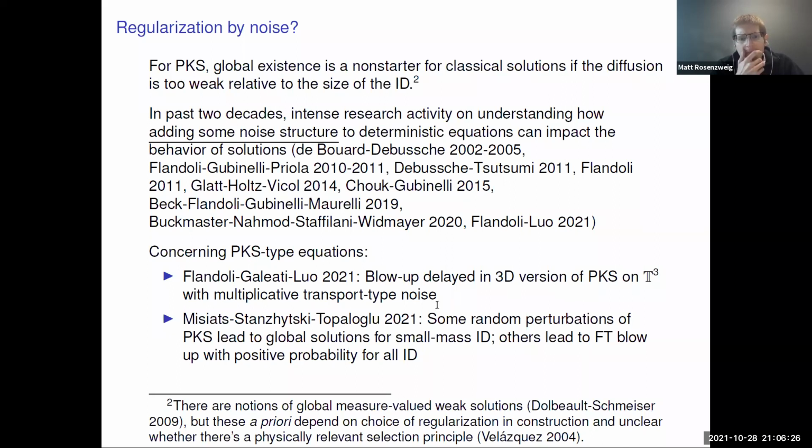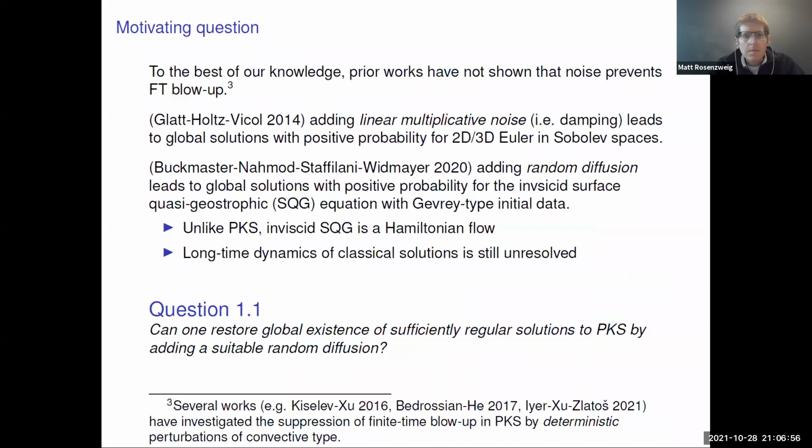transport type noise. And there's this other work by Miziat, Stanishitsky, Topologlu, where they show that some random perturbations of this PKS equation lead to global existence for small mass initial data. So this isn't really too different than in the deterministic case, where we already saw that there's a mass threshold. I think the more interesting thing is that other perturbations lead to finite time blowup with positive probability for any initial datum. So as far as I know, though, none of these works have actually shown that noise prevents finite time blowup.